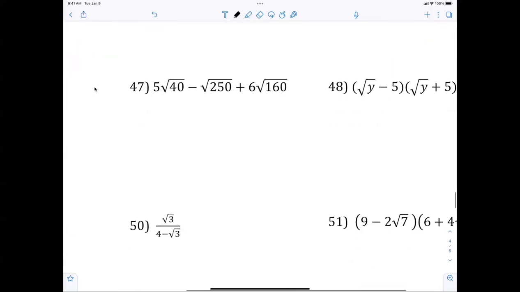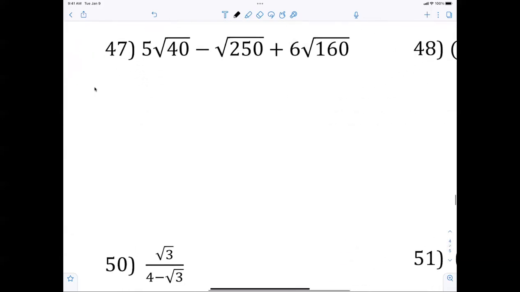47. We've done this a bunch. Right off the bat, I'm looking at these thinking 10s, correct? So 40 is what? 10 times 4. The 4 comes out as a 2, but there's a 5 out in the front. 10 radical what? 10 radical 10. Minus what? 5 radical 10.